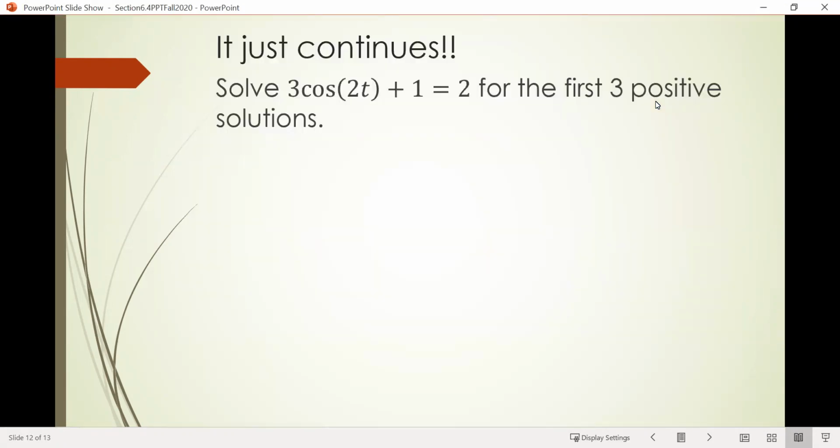Our last problem is to solve 3 times cosine of 2t plus 1 equals 2 for the first 3 positive solutions. This is something new we have not seen yet, so I'll come back to what that means. The other thing I see is that inside our trig function we have that 2t, so we're going to again use a u substitution.